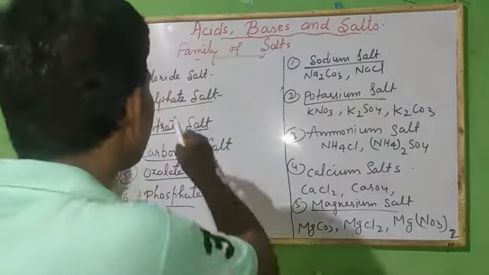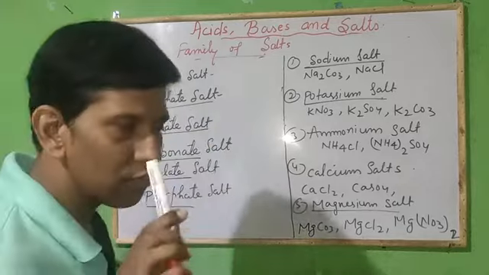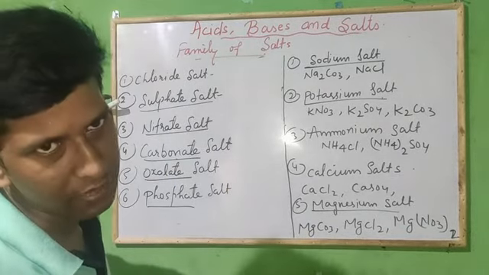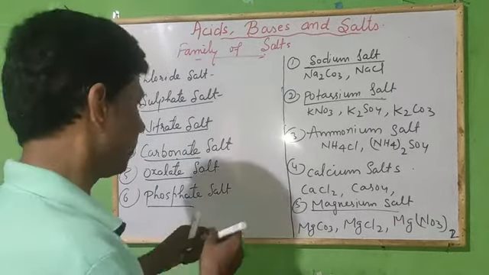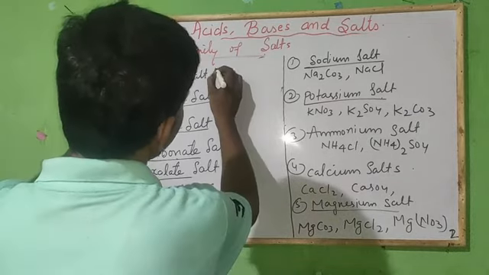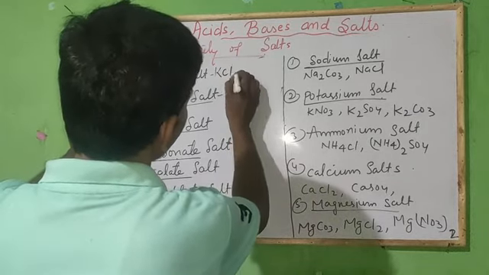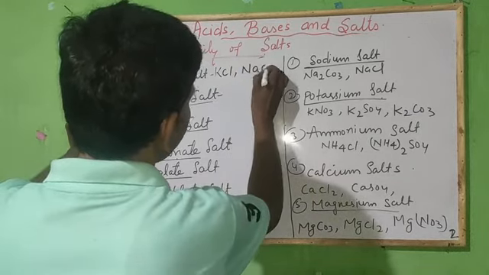For example, chloride salt. It means that if a base reacts with hydrochloric acid, it will come under chloride salt. For example, you can see potassium chloride, sodium chloride. So they are chloride salts. Sulfate salt: if the acid is sulfuric acid, then the salt formed will be sulfate salt. For example, potassium sulfate, sodium sulfate. You can see sulfate is there.